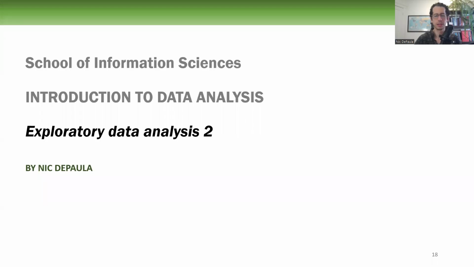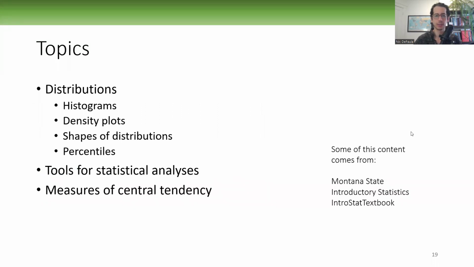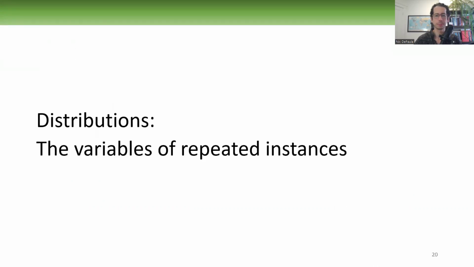Hi, everyone. Here we're going to be talking about exploratory data analysis part 2, and we're focusing more now on quantitative variables. And we'll talk about distributions, histograms, density plots, shapes of distributions, percentiles, tools for statistical analyses, and measures of central tendency. And also some of this content is coming from the textbook that we're borrowing, Montana State Introductory Statistics textbook.